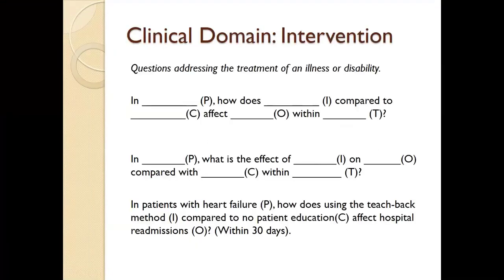Okay, so in the article from the American Journal of Nursing, they do separate the different types of PICO questions. The two that I find most common that students use would be this one, intervention. There's a fill-in, it's kind of like a Mad Libs. You can put in your information. So I went ahead and put in one. In patients with heart failure, how does using the teach-back method compared to no patient education affect hospital readmissions? And then I put in parentheses within 30 days. So there's the parameters of that.